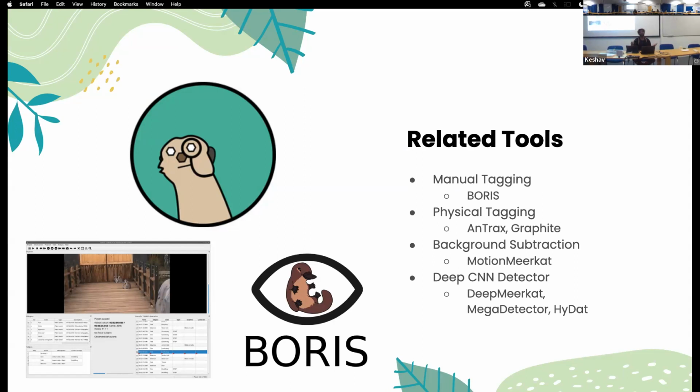Finally, we look at the most robust computer vision methods, such as DeepMeerkat, MegaDetector, and HIDAT, which are able to perform this task quite well for this automation of tagging. However, they do so utilizing very large computer vision architectures, such as the Inception networks or YOLO, essentially sacrificing time and speed of inference for this more robust capability.